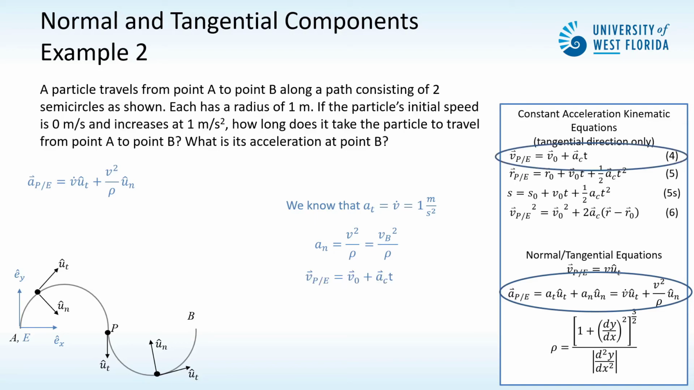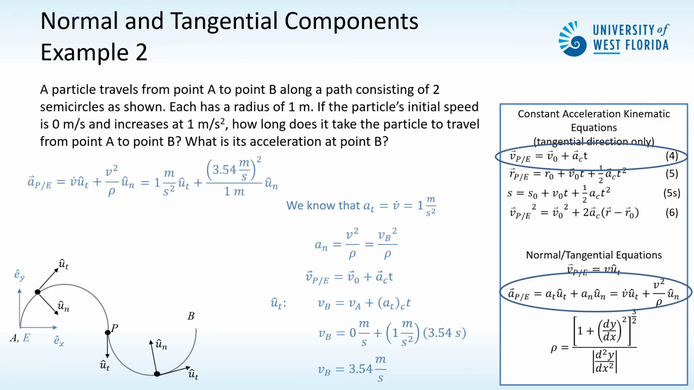We know the initial speed, tangential acceleration, and now time. So use kinematic equation 4, noting that we're working in the ut direction only. And then just plug in values for the initial speed, tangential acceleration, and time. And we find that velocity is 3.54 meters per second in the tangential direction. Now we can return to the acceleration equation, which becomes 1 meter per second squared in the ut direction plus the velocity squared over rho, which is 12.6 meters per second squared in the un direction.